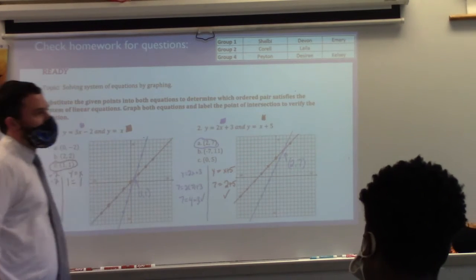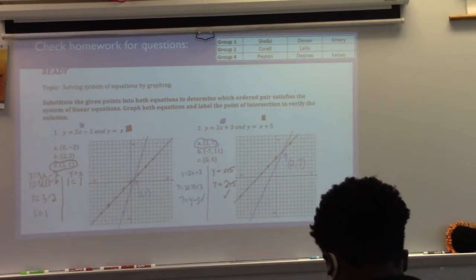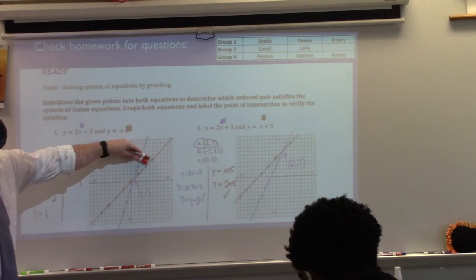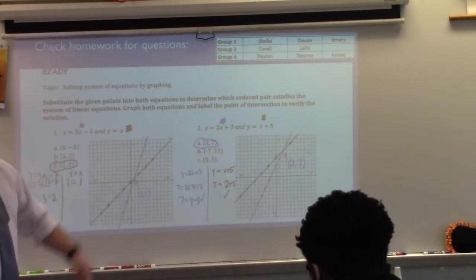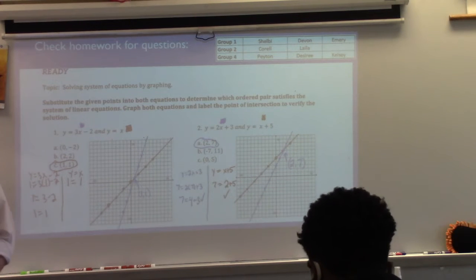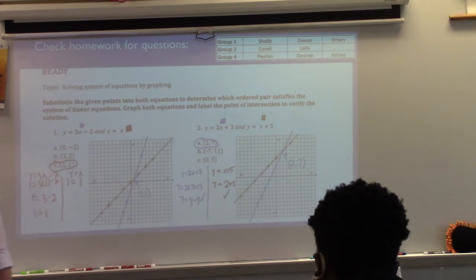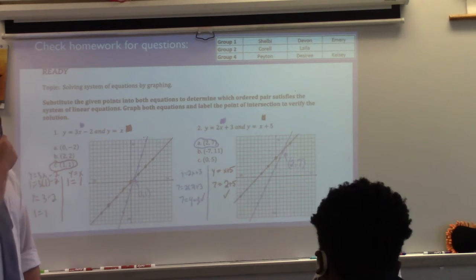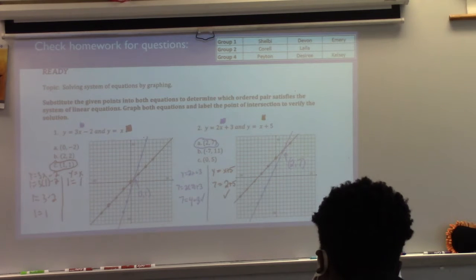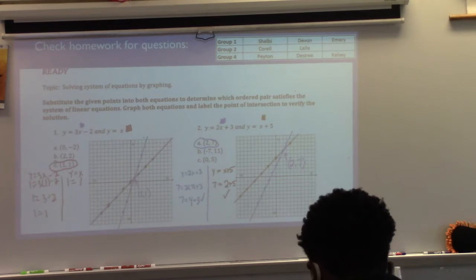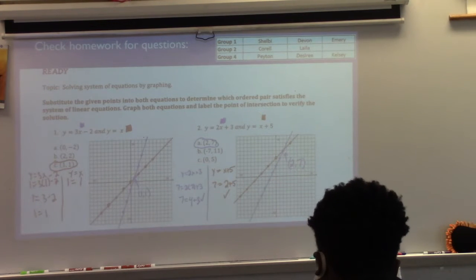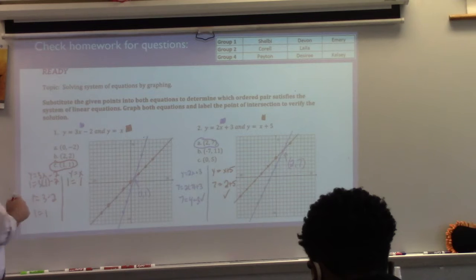So, I will agree with part of that in the sense that every point on this red line should do what to this red equation? Make it true. However, I will say guessing and checking every single point takes a lot of time. But there is a way to do kind of what you're talking about, Kelsey. What's a mathematical representation that would allow me to organize all of the points that make the equation true? What is a mathematical representation that would allow me to organize a table, right?